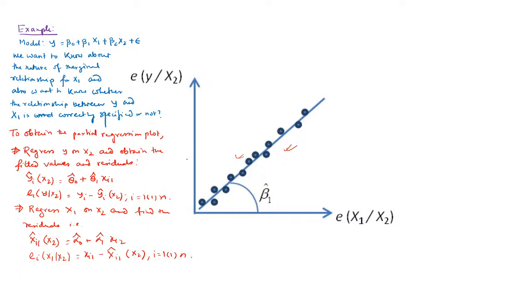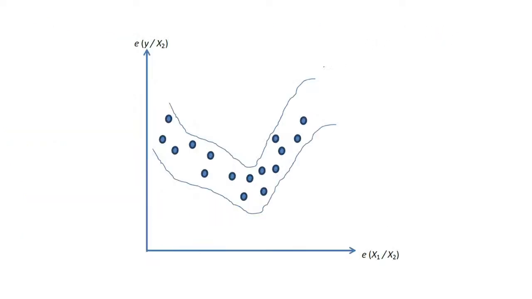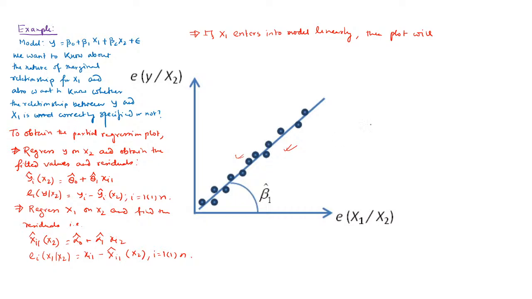Point number 1, if x1 enters into the model linearly, then the plot will look like this.